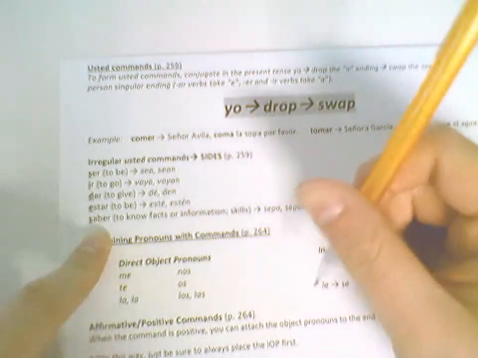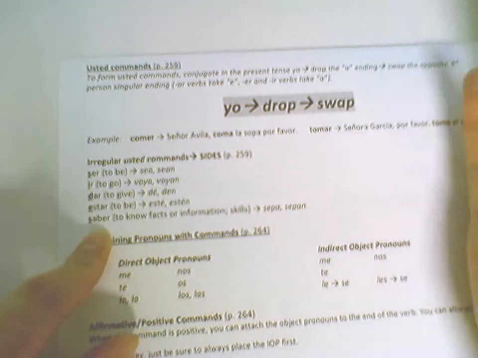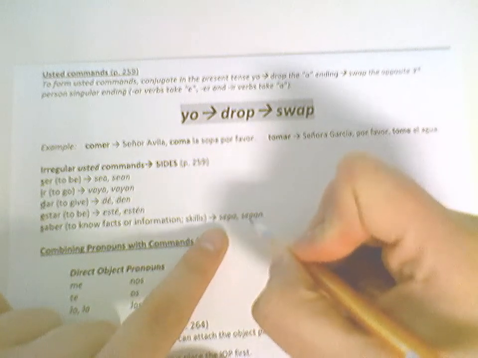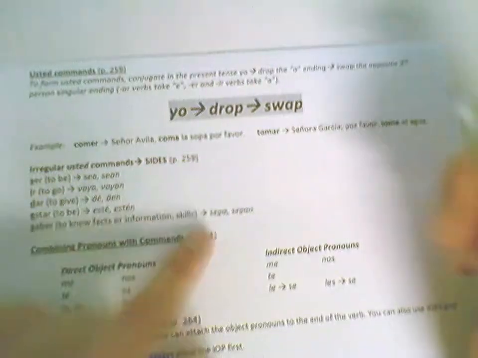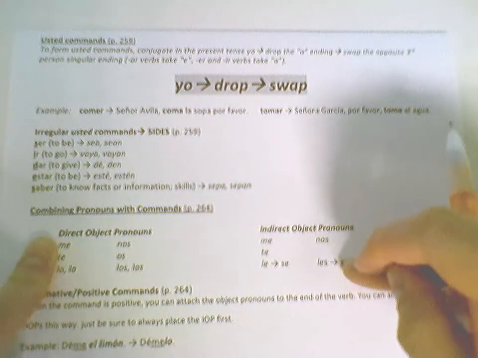And saber. Saber has always been a weird verb. When we talked about our flower verbs, it was weird in the preterite also. Here, it's going to be sepa and sepan. Okay? And we will have a separate video for using the pronouns.